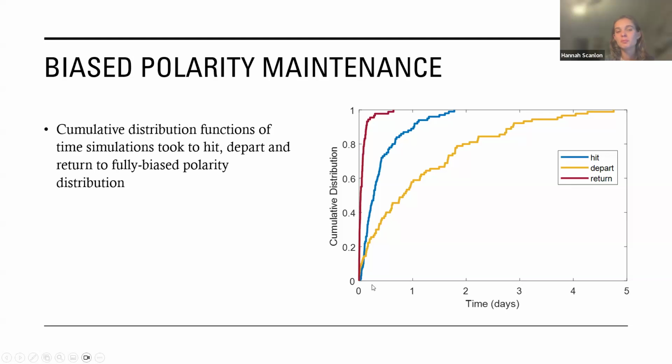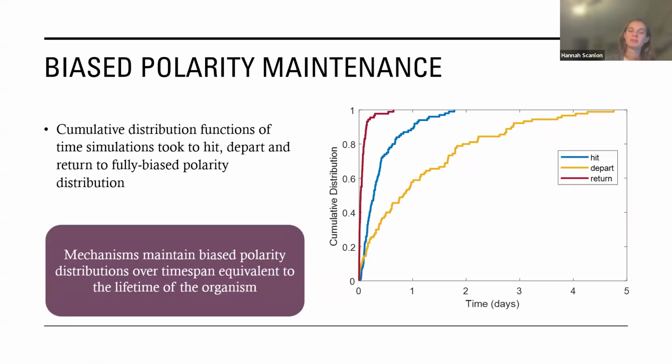And then even if they do depart that fully biased polarity distribution, we see that they often return quite quickly. Most return almost immediately, but we see all returning to that same biased polarity distribution within a day. So we can also say that our mechanisms now have demonstrated that they maintain a biased polarity over a timescale equivalent to the lifetime of an organism, given that the lifetime of these larvae we're interested in is really just the timescale of 5 days.